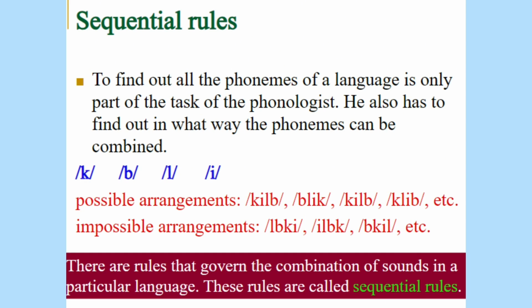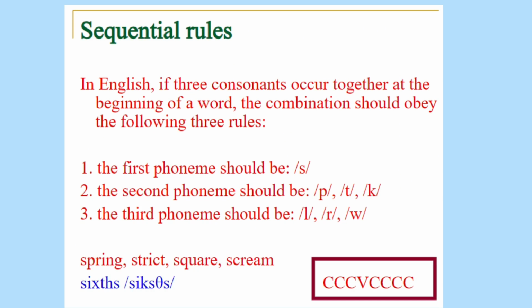To find out all the phonemes of a language is only part of the task of a phonologist. He also has to find out in what way the phonemes can be combined. So that is a very important rule. The sequencing of the phonemes is very important in a language. So there are possible arrangements and there are impossible arrangements. There are rules that govern the combination of sounds in a particular language. These rules are called sequential rules. So you try and sequence the phonemes in the correct order to get the correct pronunciation that makes sense.